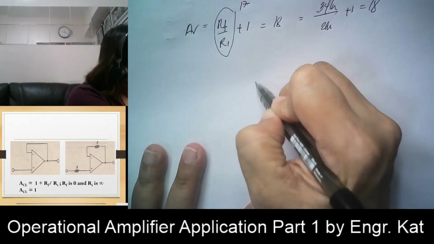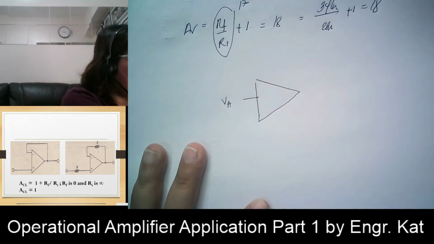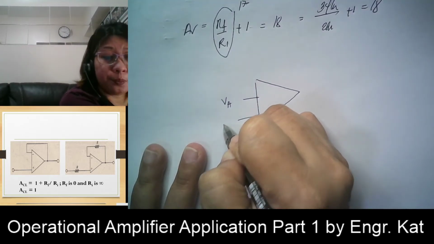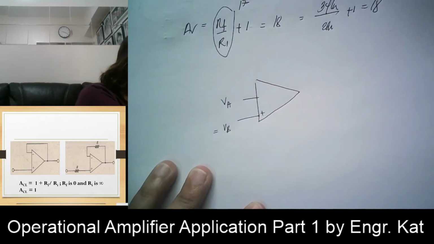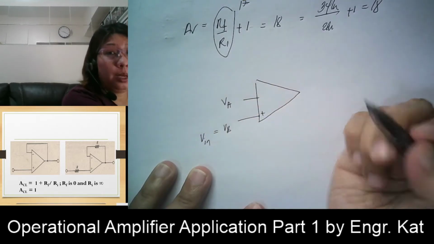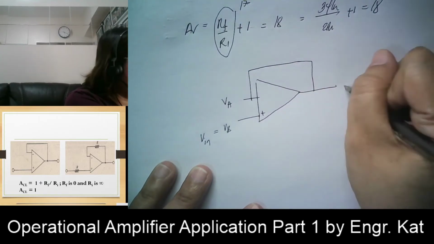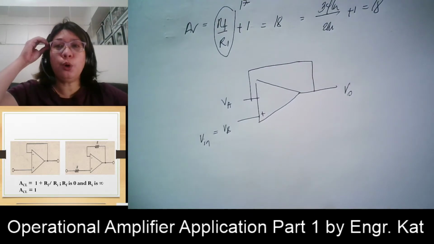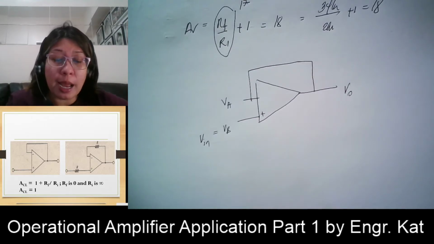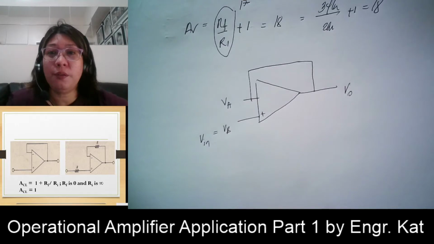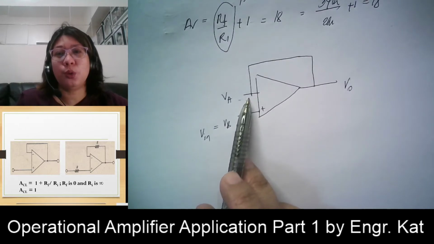For example, we have here your operational amplifier. Let us call this your VA, and then let us call this your VB, wherein your VB is your non-inverting side. So this is your input voltage. This is your feedback here, and we have here your output. Always remember that if we make use of this configuration, your RI is infinite. We don't have any input resistance, so this is infinite.